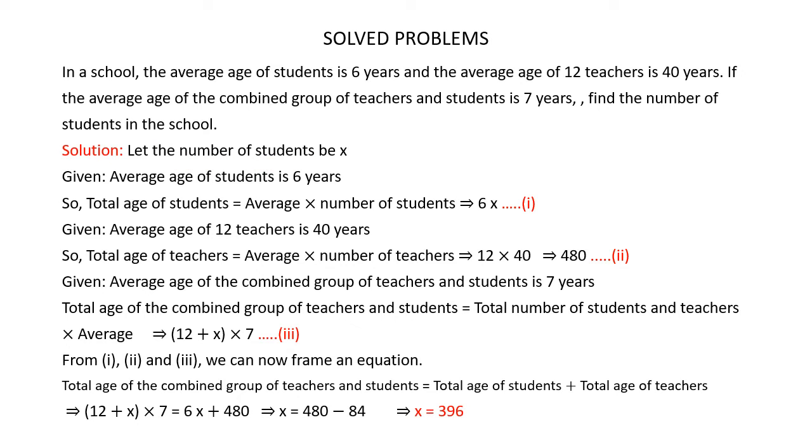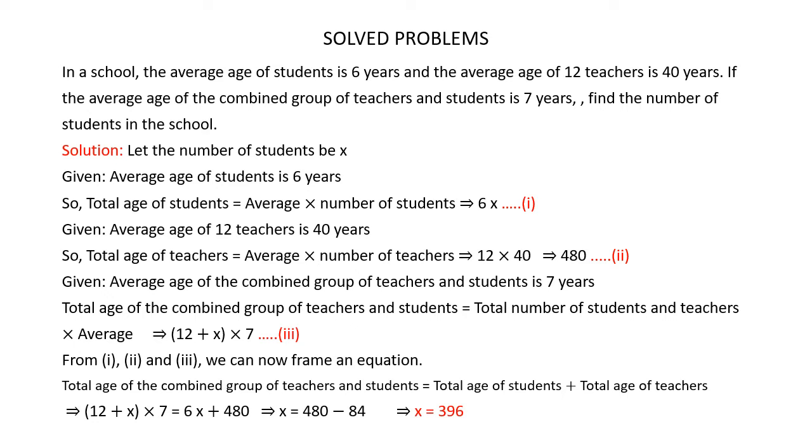It's given that the average of the students is 6 years. So total age of the students is average multiplied by number of students, which is 6 multiplied by x, that is 6x. So total age of the students is 6x. This is the first equation.